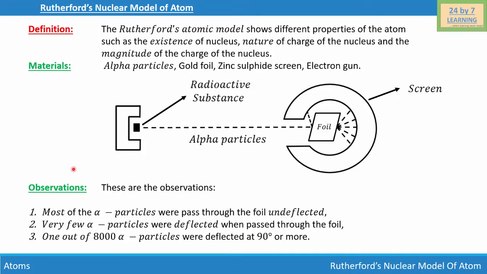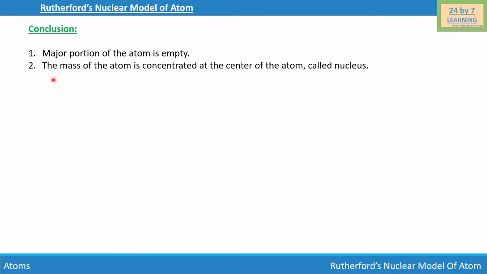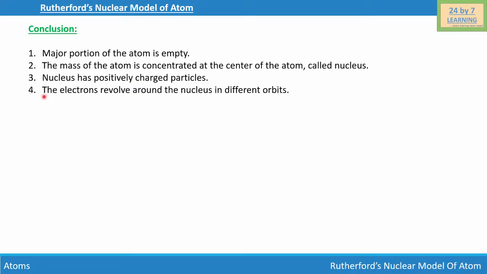Now let's talk about the conclusions. The first conclusion from Rutherford's nuclear model of atom is that the major portion of the atom is empty. The second is that the mass of the atom is concentrated at the center of the atom, which is called the nucleus. Point 3: the nucleus has positively charged particles. Point 4: the electrons revolve around the nucleus in different orbits.